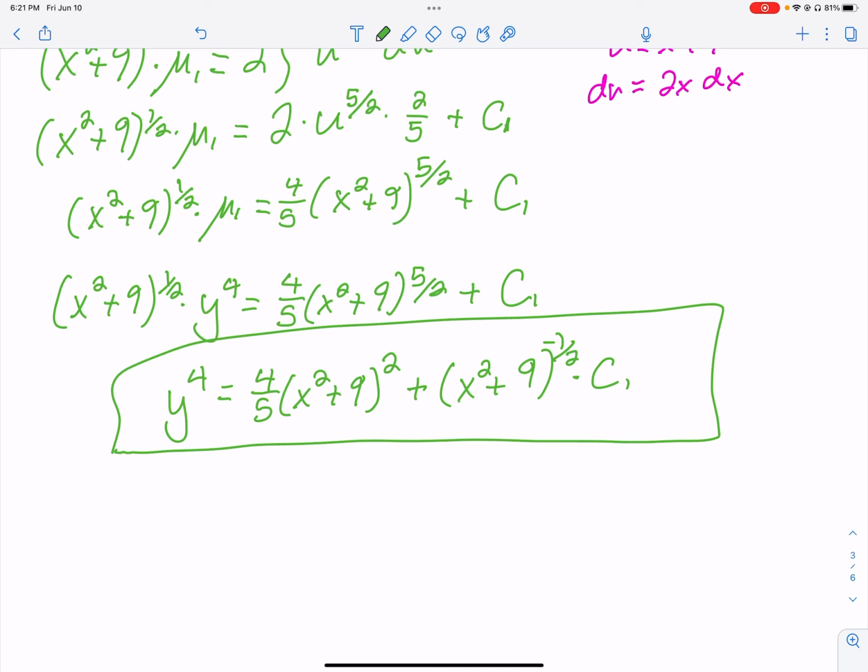So there's my solution. If it was an IVP, I then now would plug in x and y to find what C1 was, and then I would have my particular solution. So this is my general solution to this DE when the DE is a Bernoulli DE.